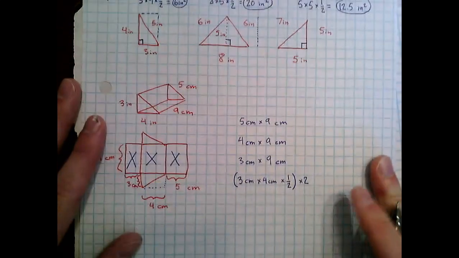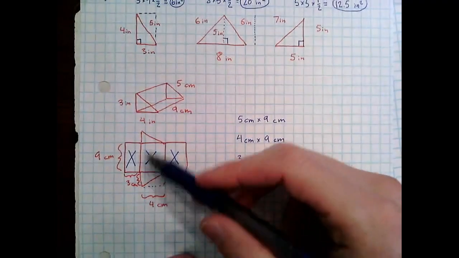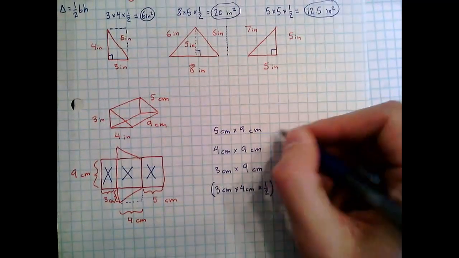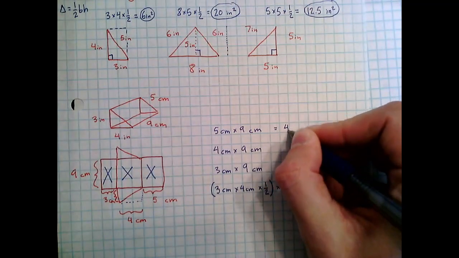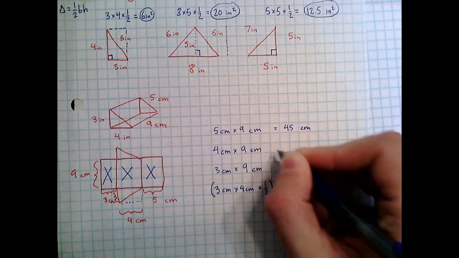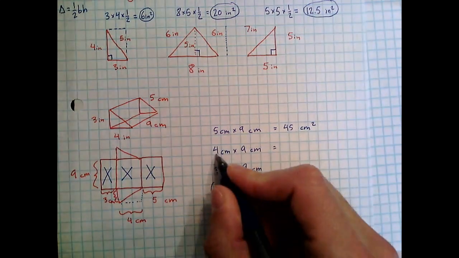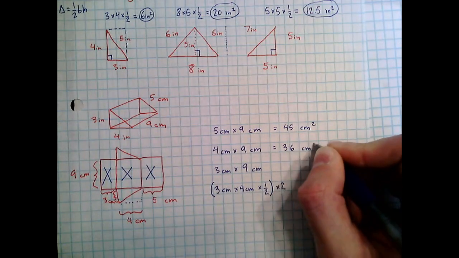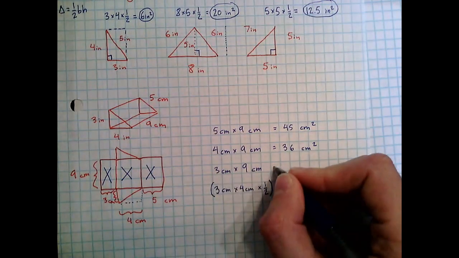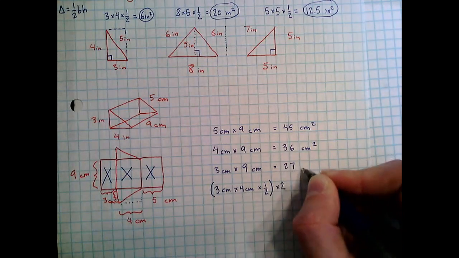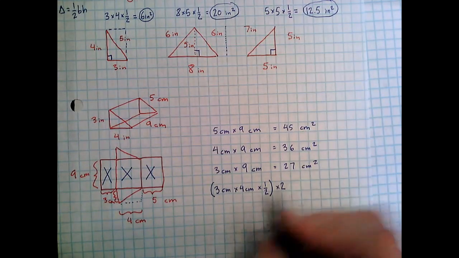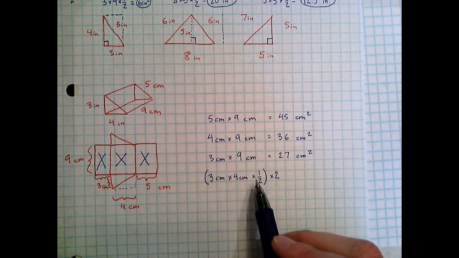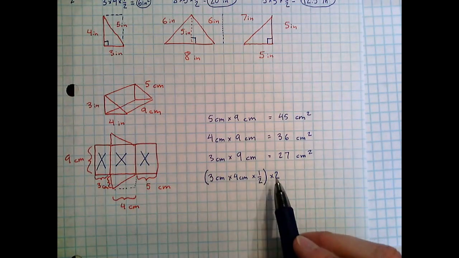Okay, so now you just go through, find out the different surface areas of these different faces, and then add them together. So 5 times 9, that's 45 centimeters squared. 4 times 9, that's 36 centimeters squared. 3 times 9, which is 27 centimeters squared. And then 3 times 4 times 1/2 times 2.